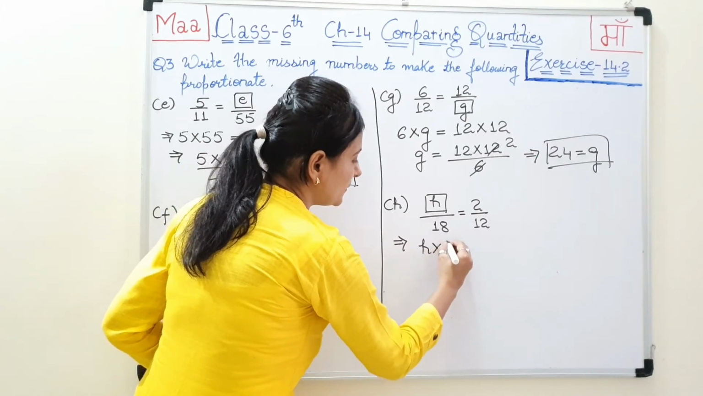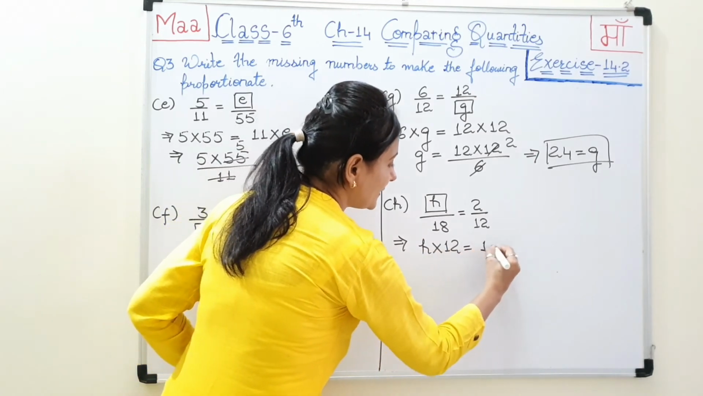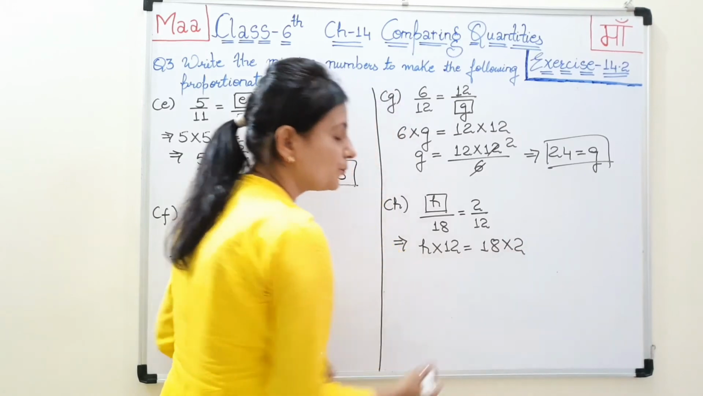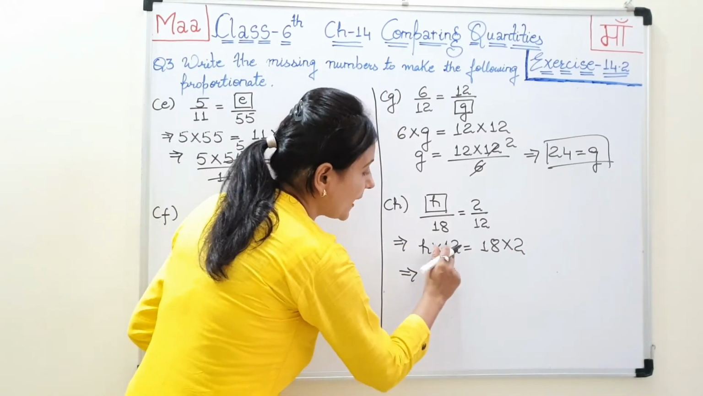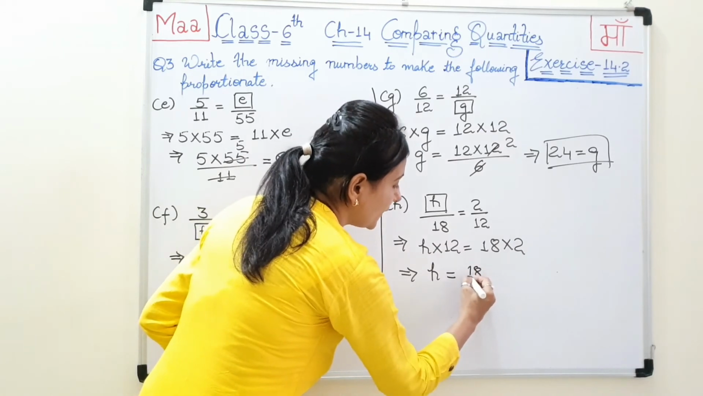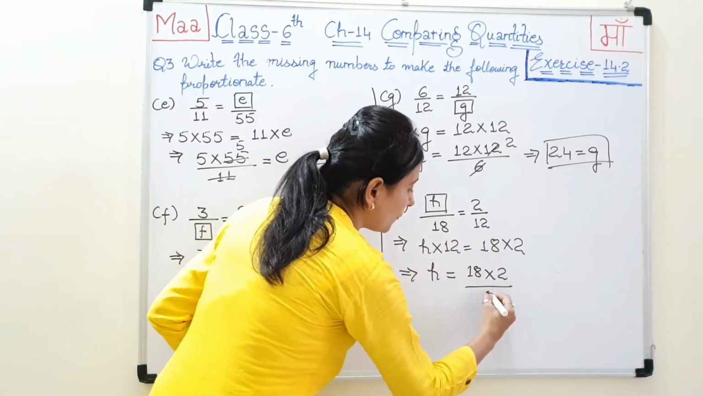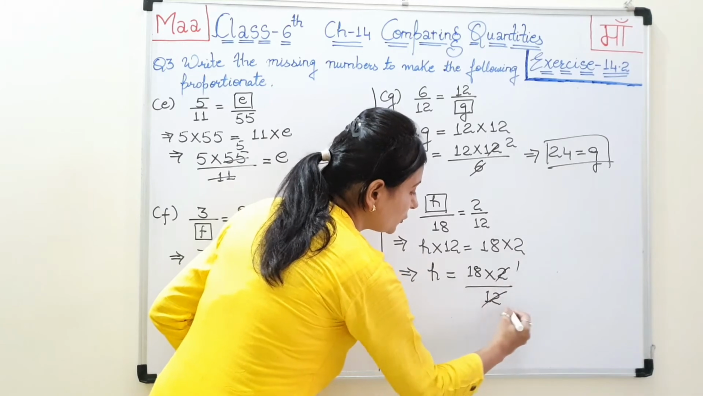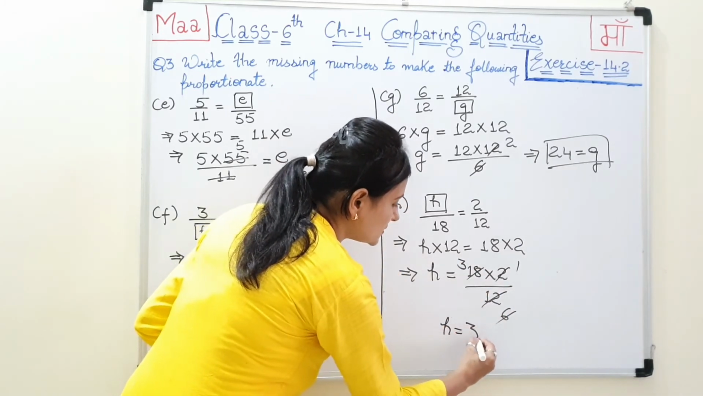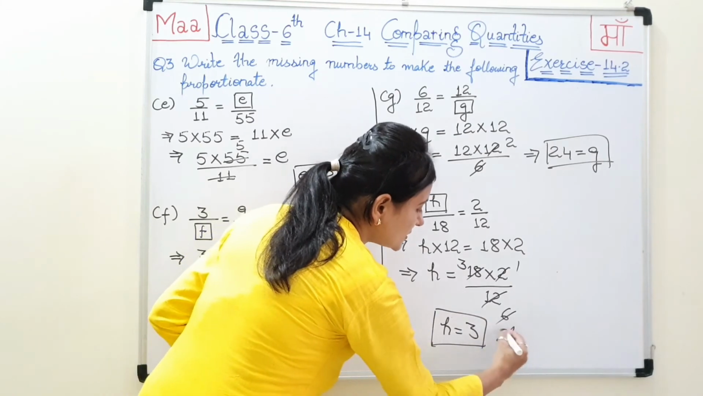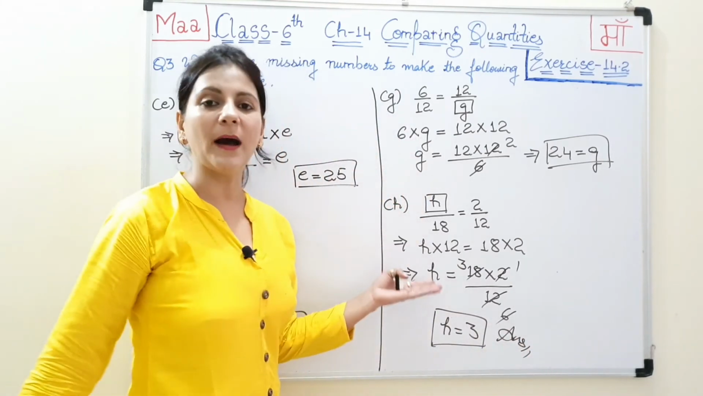Okay, then h, so the missing variable I am taking here is h. Cross multiply, h will be multiplied by 12 and 18 will be multiplied by 2. Okay, then we have to take this h here only, and 12 will go that side in division. So 18 into 2 upon 12. 2 1s are 2, 2 6s are 12, 6 1s are 6, 6 3s are 18. So the value of h is equal to 3, which is the answer of h part.